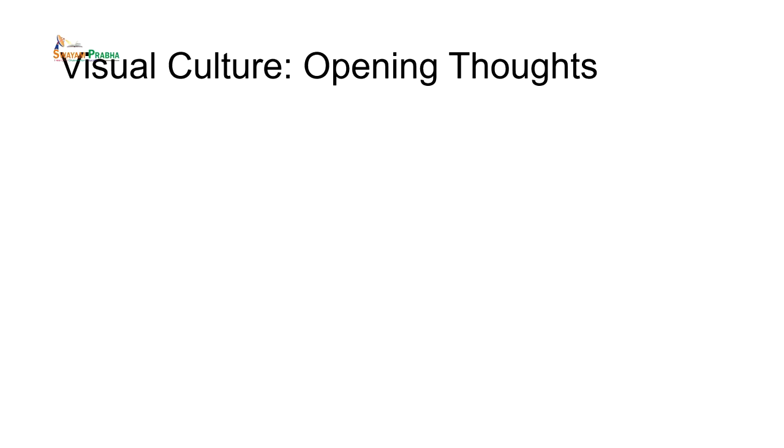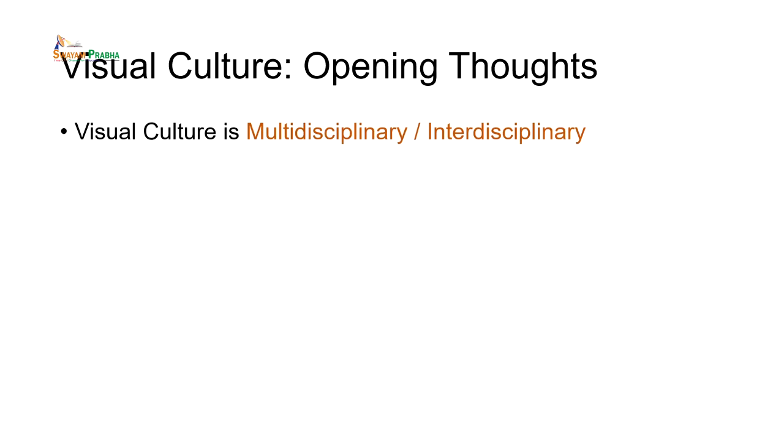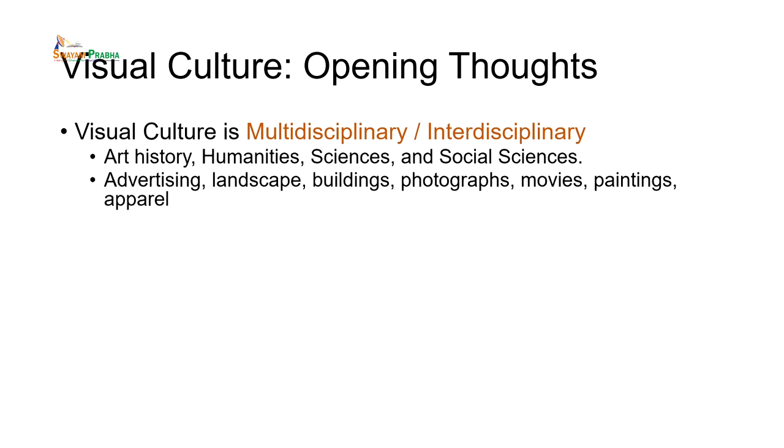Some opening thoughts we need to consider when we talk of visual culture is that visual culture is multidisciplinary or interdisciplinary. I don't want to use the two terms as synonyms because they are very different in their meanings. When I say visual culture is multidisciplinary, I acknowledge that the disciplinary boundaries are somewhat maintained, and it is being informed by academic dialogue and scholarship from various disciplines, converging at a particular point, transgressing those disciplinary boundaries, and informing how we understand the evolution of visual culture.